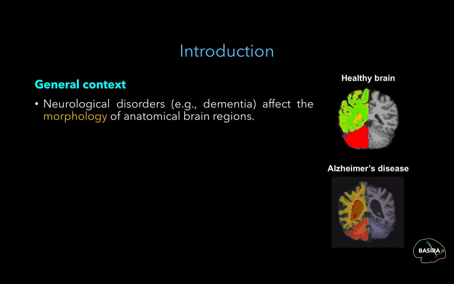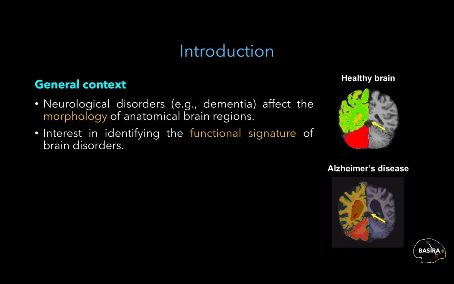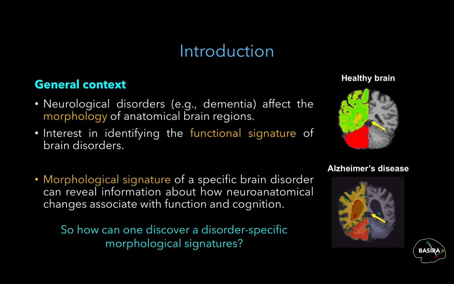Neurological disorders such as brain dementia affect the morphology of anatomical brain regions to different degrees. As you can see here in this figure, there is an atrophy in the cortex of the demented subject compared to the healthy one. Also, there is an enlargement of the ventricles in Alzheimer's disease patient. Several studies aimed to identify the functional signature of brain disorders. However, a few of them focused on the morphological fingerprint of a specific brain disorder, which can show the association of neuroanatomical changes with function and cognition.